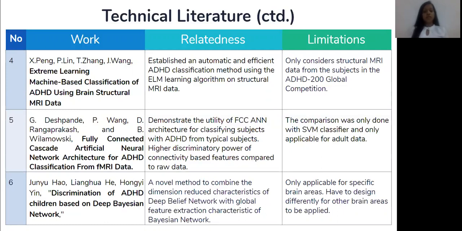There, they have demonstrated the utility of FCCANN architecture for classifying subjects with ADHD from typical subjects. There, the limitation is they have done the comparison with only the SVM classifier. In the discrimination of ADHD children based on the Bayesian network study, they have come up with a novel method to combine the belief network with Bayesian network, but there the limitation is it is only applicable for specific brain areas. So in our research, we try to overcome these limitations.